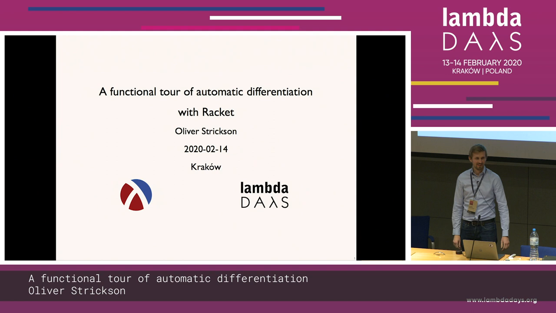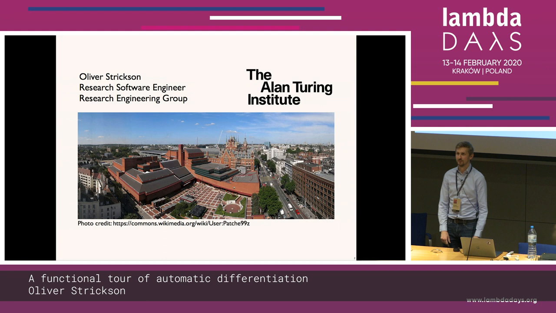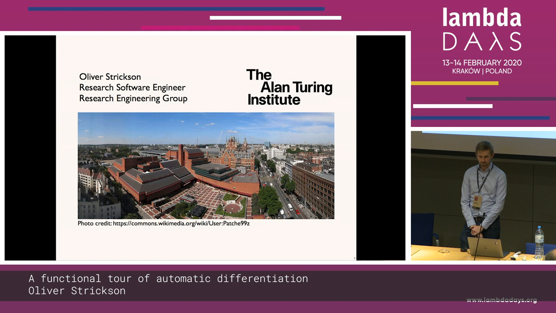So this is really going to be a sort of introduction to automatic differentiation. First, just a couple of words about me. My name's Oliver Strickson. I work at a place called the Alan Turing Institute, which is the UK's national centre for data science and AI. We're based in the British Library, so there's the British Library looking nice. And there I work on a team of software engineers and data scientists.